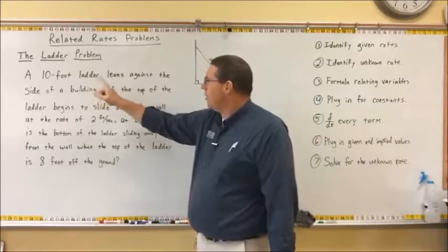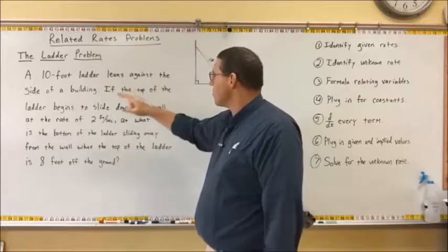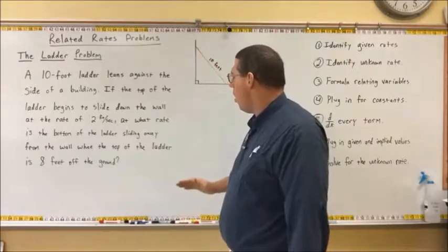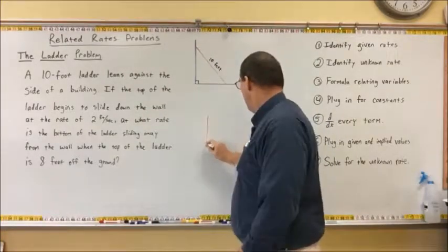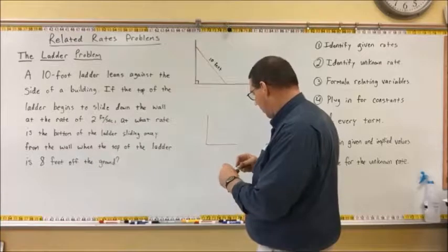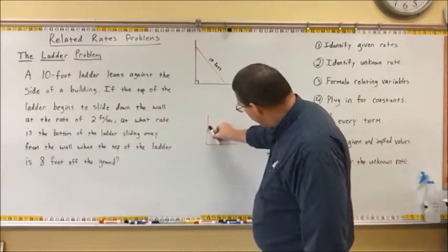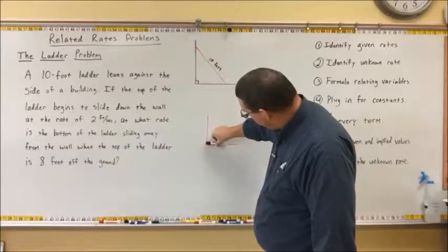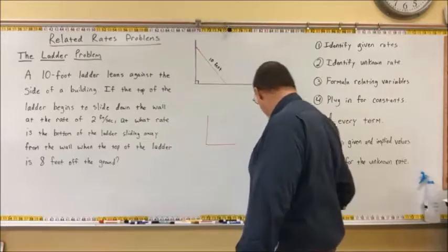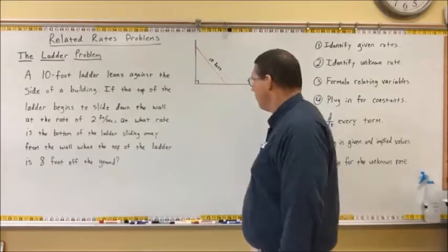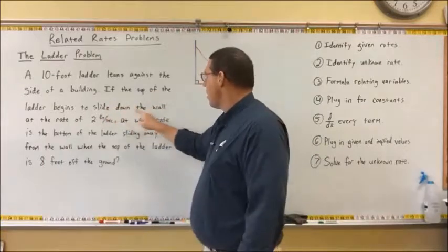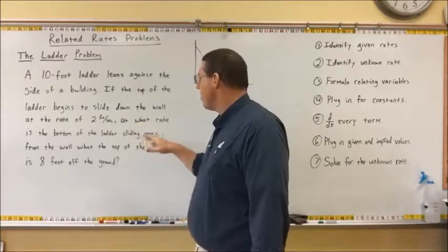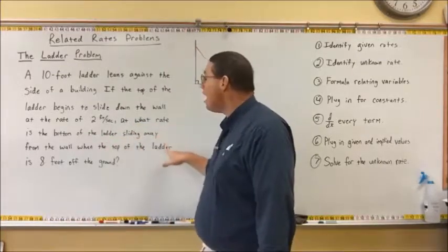It says a 10-foot ladder leans against the side of a building. If the top of the ladder begins to slide down the wall, so if you have a wall, the ground, and this ladder, it's going to slide down until it hits the ground and is flat. That's basically what's happening here, and I've drawn a diagram of it. If the top of the ladder begins to slide down the wall at the rate of 2 feet per second, at what rate is the bottom of the ladder sliding away from the wall?